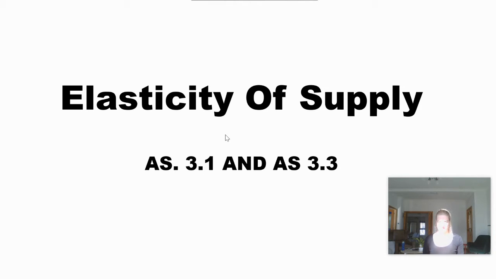So elasticity of supply comes under both achievement standard 3.1 and 3.3. 3.1 is where we're looking at the efficiency of market equilibrium. That's where we looked at consumer surplus and producer surplus, allocative efficiency. And it also comes under 3.3, the microeconomic concepts.